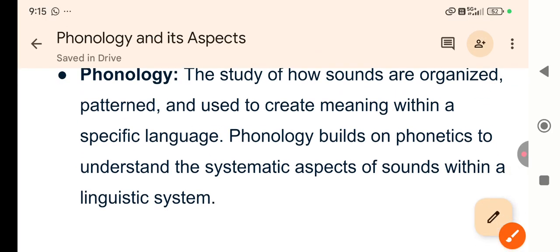So this is a little introduction of phonology and its aspects, and we are going to discuss more about it in the next video.